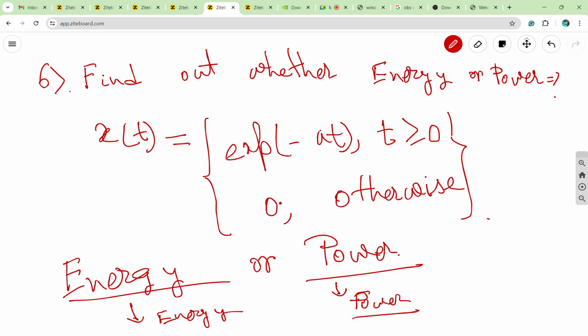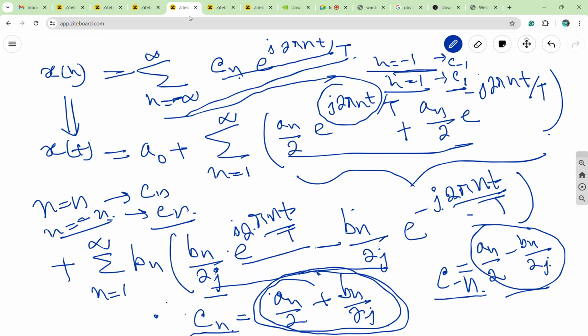So anybody? At least say whether it is energy or power. Correct, it is energy, as you said in the previous example. So it's easy to calculate what the energy is.